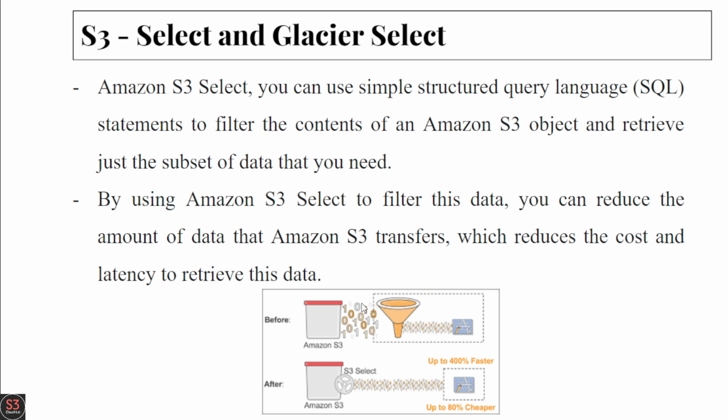So let's see this image. This is the before and after image. Before, we are not using S3 Select. So this is the scenario. And after you use S3 Select, the speed is up to 400% faster, and it is 80% cheaper. So using S3 Select is a good option when you just need subsets of your object and not the whole object.